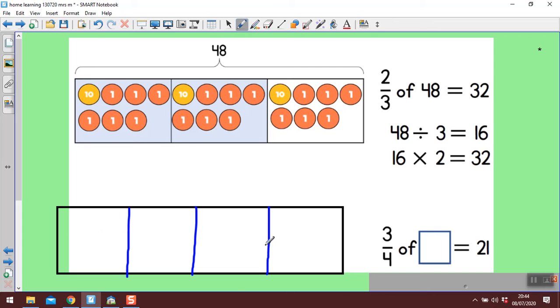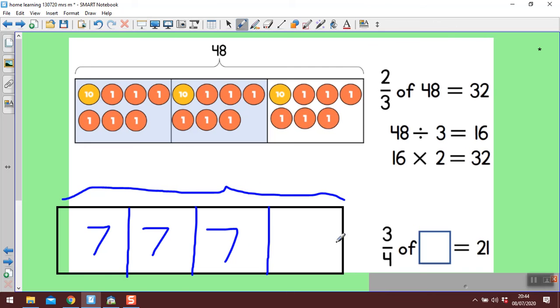So what is 21 divided by 3? How many 3's are in 21? It's 7, isn't it? So 7, 7 and 7. So 3/4 of a number make 21. What is the number? What is the overall number? This has got to be 7, hasn't it? So what is 7 times 4? It's 28. Well done if you got 28.